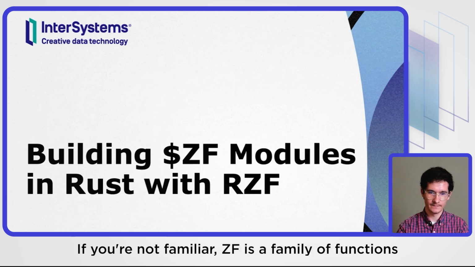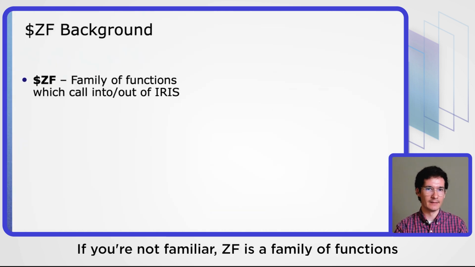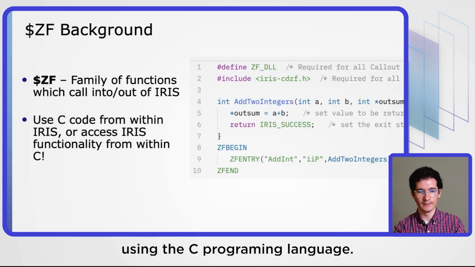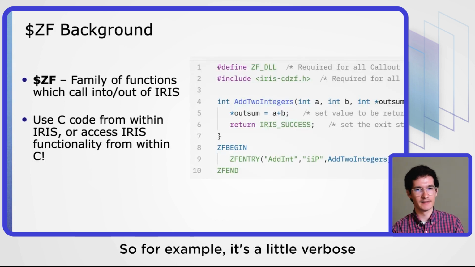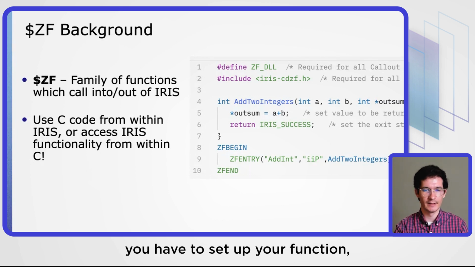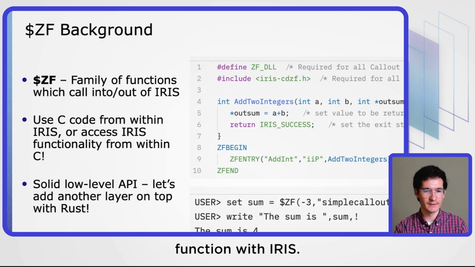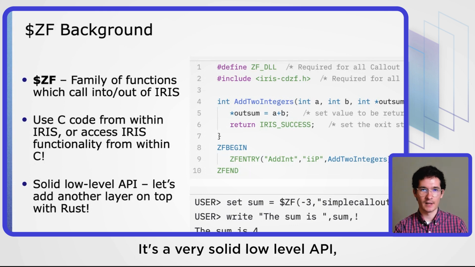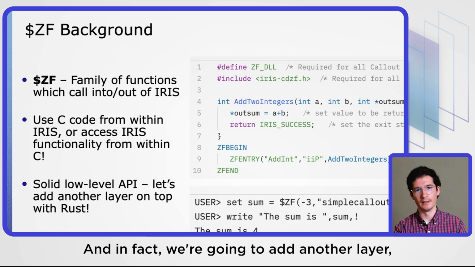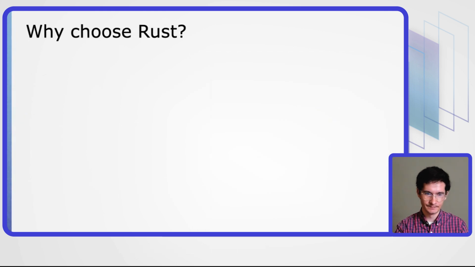Rust ZF. If you're not familiar, ZF is a family of functions that we have in Iris that lets you call in and out using the C programming language. So for example, it's a little verbose. If you want to say add two integers, you have to set up your function, and then you have to declare that function with Iris. It's a very solid low-level API, but we can do better. And in fact, we're going to add another layer to this API with Rust.